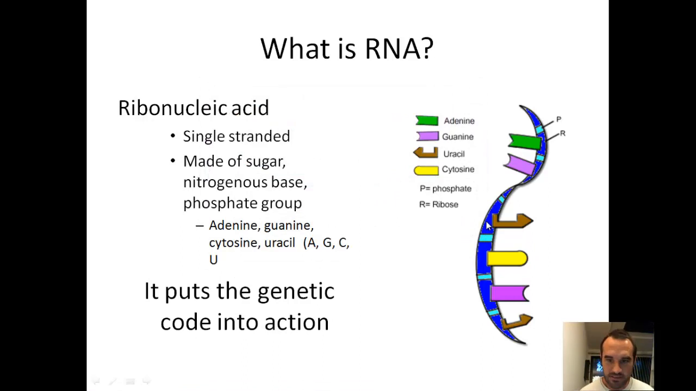The four bases, so if you remember from DNA, you have A, G, C, and T. In RNA, you're going to have A, G, C, and U. So in our picture over here, this brown uracil is the different base pair that's in RNA. And still going along with the theme of this slide, what is RNA? RNA basically puts the genetic code into action. So if DNA is like a storage of your genes and what makes you you, RNA starts to put that recipe into action.